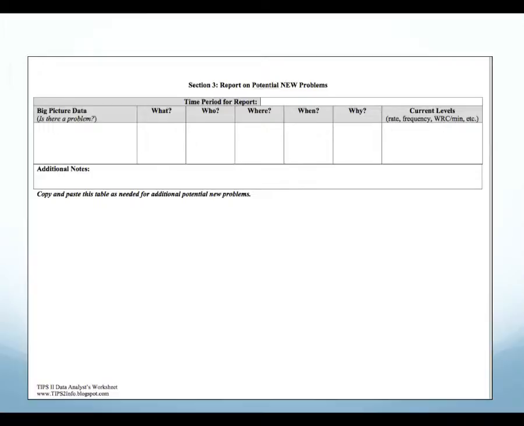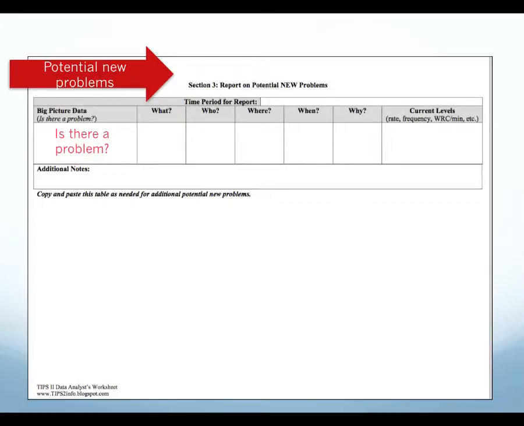Let's take a look at the final section. This is to help guide data analysts in their scanning of data to see if there are any potential new problems that need to be discussed. The first section, again, is going to say, is there a problem? And then we're going to try and tease apart the precision elements to help put us on the right course for selecting solutions and identify any current level data that we have available.